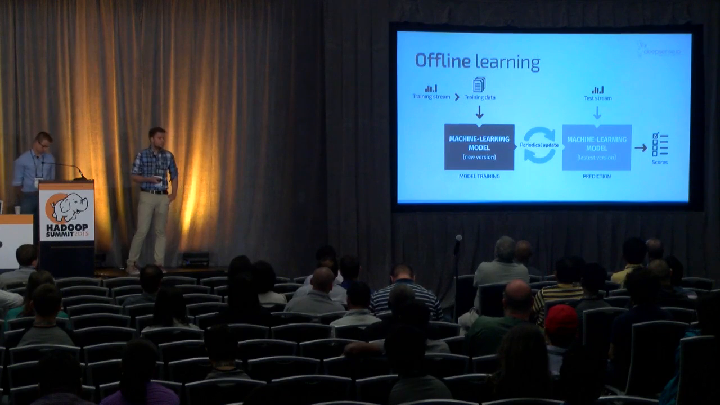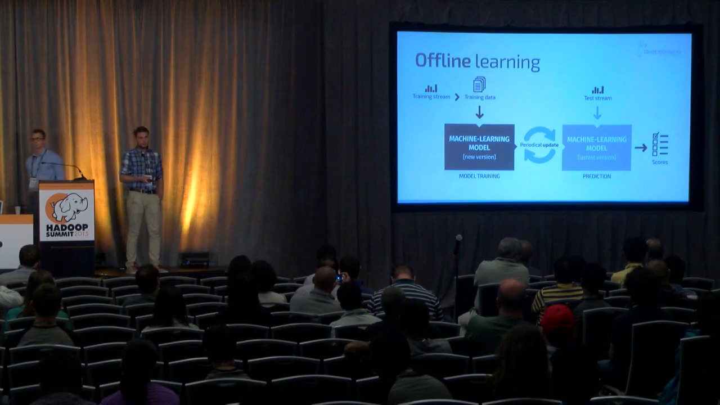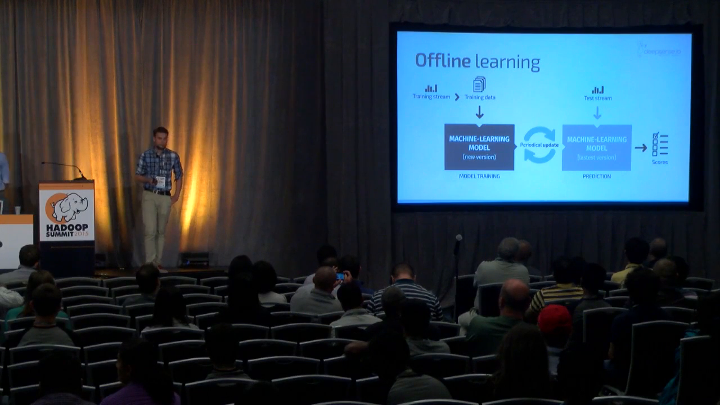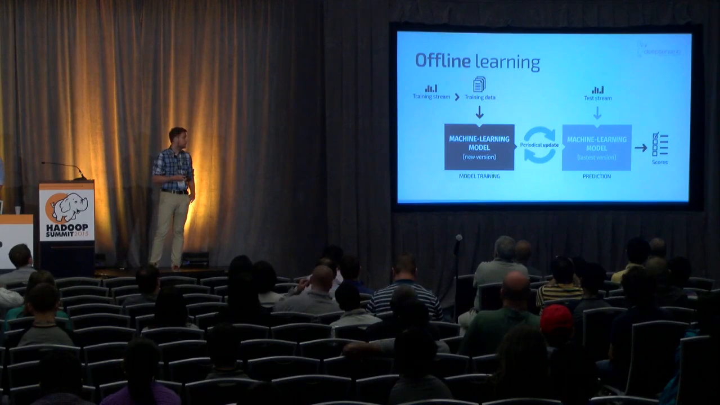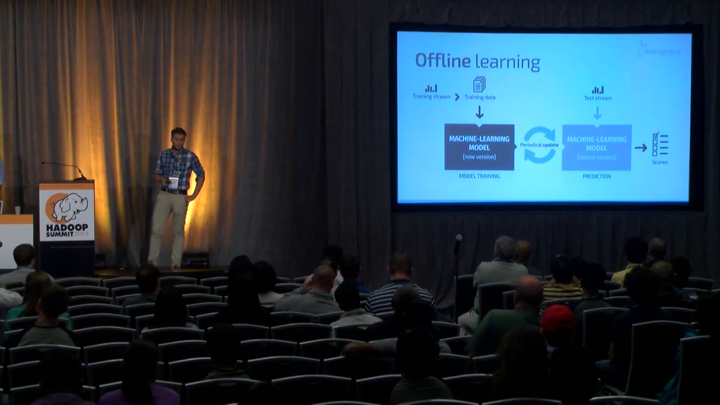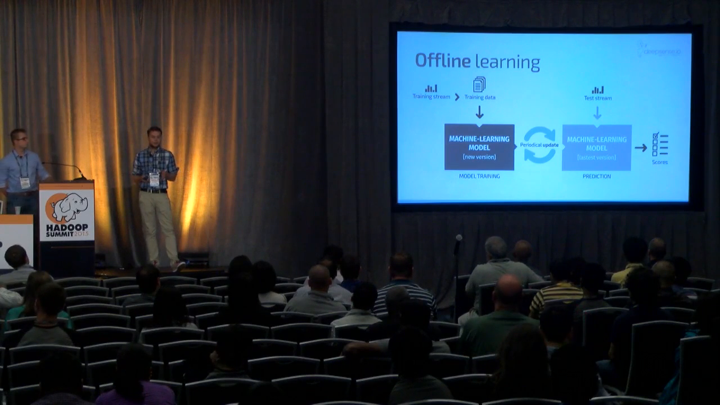Okay, so now I will move to another subject. When dealing with machine learning on top of big data, we need to choose the right paradigm for this. And the most common paradigm is called offline learning. And in this paradigm, we train the model on a whole data set, on a whole available training data.